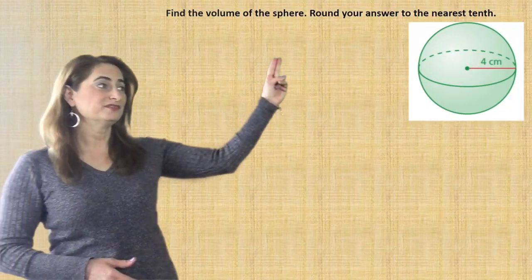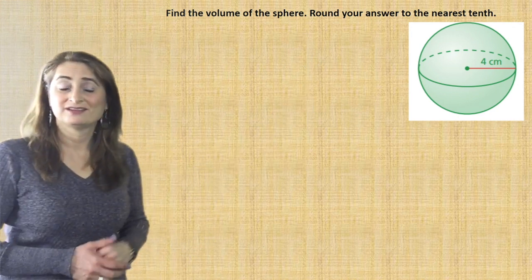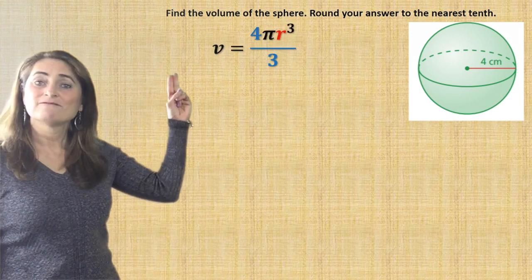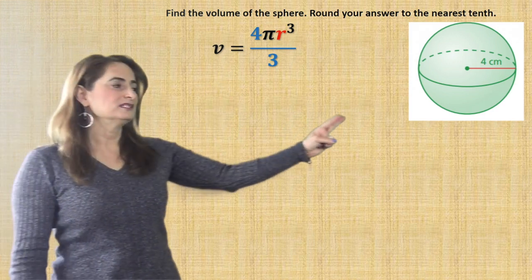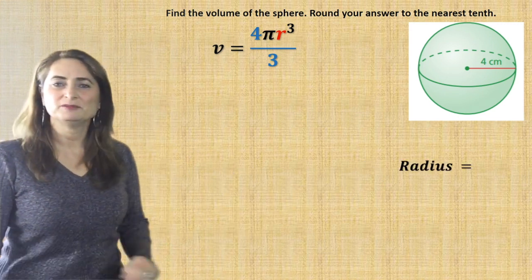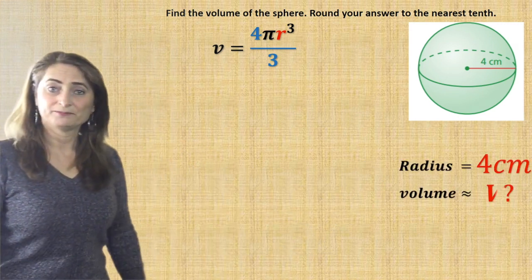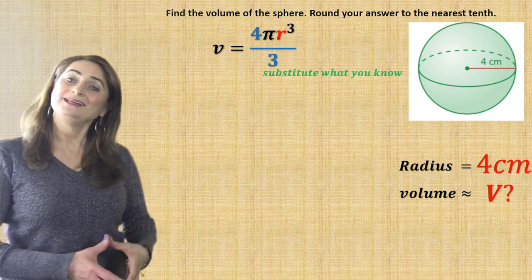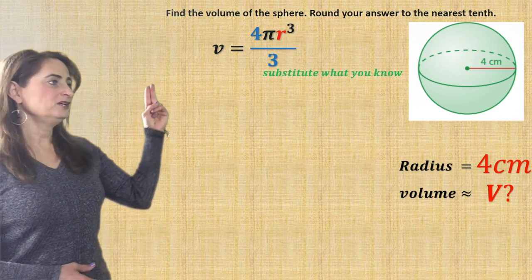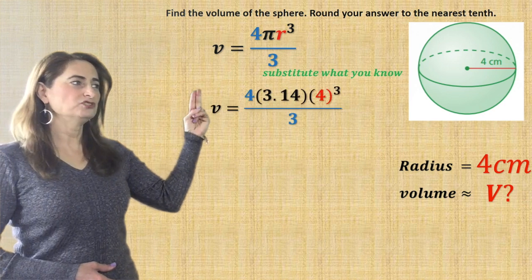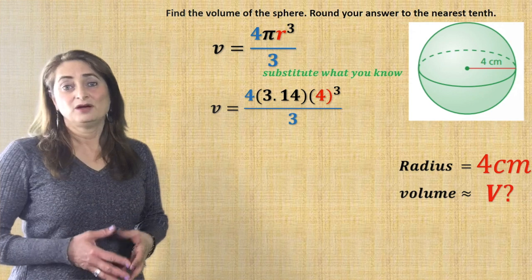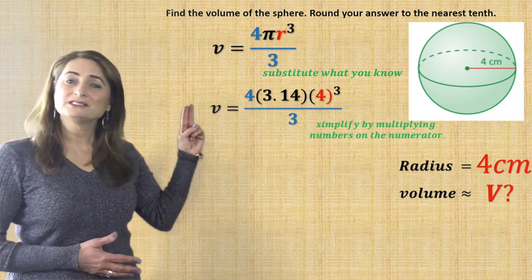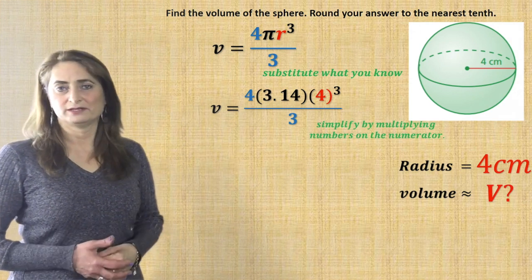Here's the first example for today's lesson. Find the volume of a sphere. Round your answer to the nearest tenth. First of all, write the equation: 4 pi r cubed, all divided by 3. Now let's see what they gave us. They gave us the radius, which is 4 centimeters, and the volume is what I'm trying to find. Substitute the numbers we know in the equation. V equals 4 times pi, which is 3.14, and the radius is 4, but make sure you cube it, all divided by 3. Now let's simplify the equation by multiplying all the numbers on the numerator.